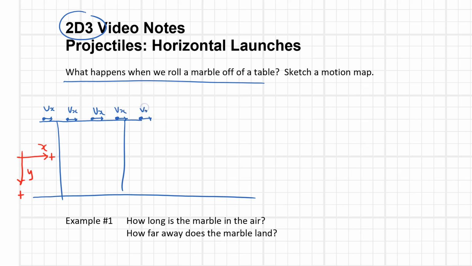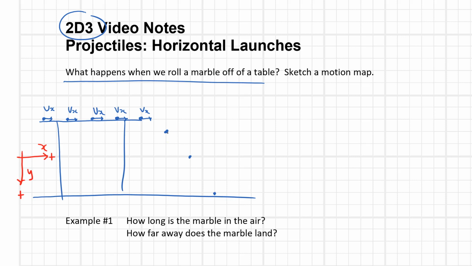Now what happens when it starts rolling off of the table? It's going to start falling downward. So it's still going to move 2 to the right every time, but now it's going to start accelerating downwards. So here I went 2 to the right, 1 down, 2 to the right, 2 down, 2 to the right, 3 down, and we start getting that parabola shape again.